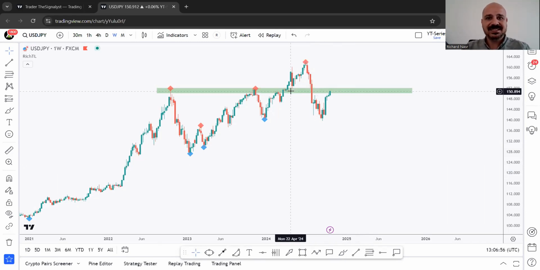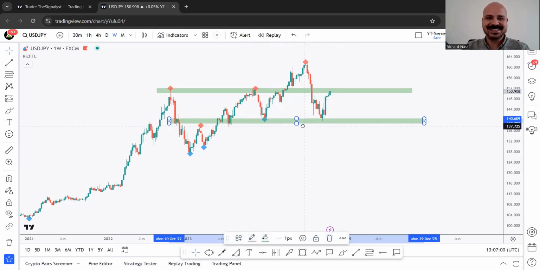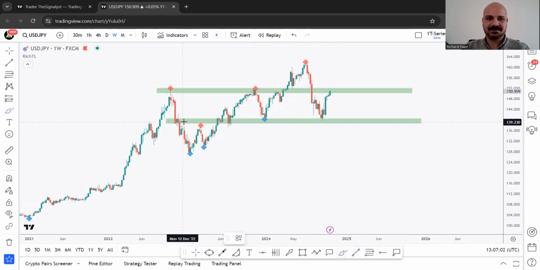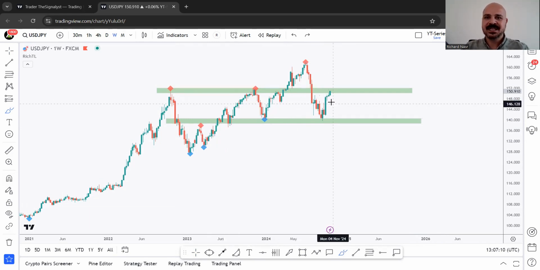That's the first one. The second one, you can clearly see it, I guess, from the dots at least, is this one here. We've got multiple rejections here, broken upward, became support, and support again. Lately, we've retested it, rejected it, and so on. So this is why I'm mentioning that USDJPY is currently within a range.